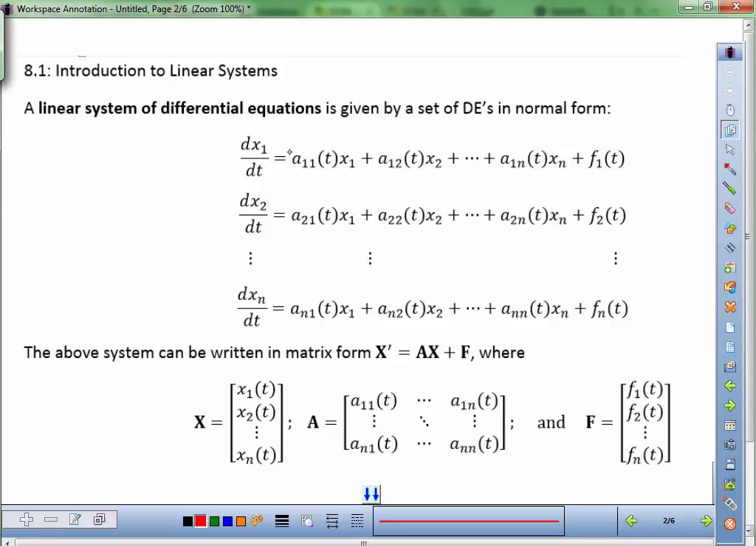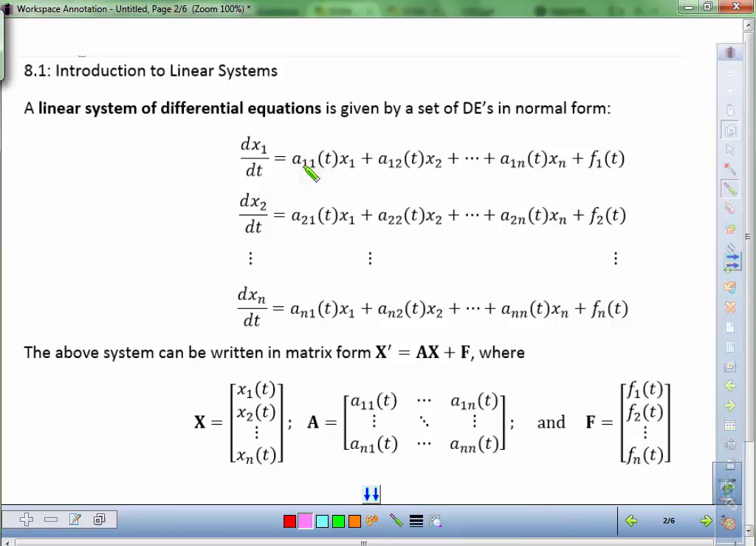Okay, so the basic idea is a linear system of differential equations is going to be a set of differential equations, and we have a set of unknown functions, x1 through xn, that we're going to be solving for. And there are going to be these coefficients, and for simplicity in our class, since this is the end of the semester, we're just going to focus on constant coefficients. But technically, these coefficients could be functions of t or whatever the variable is.